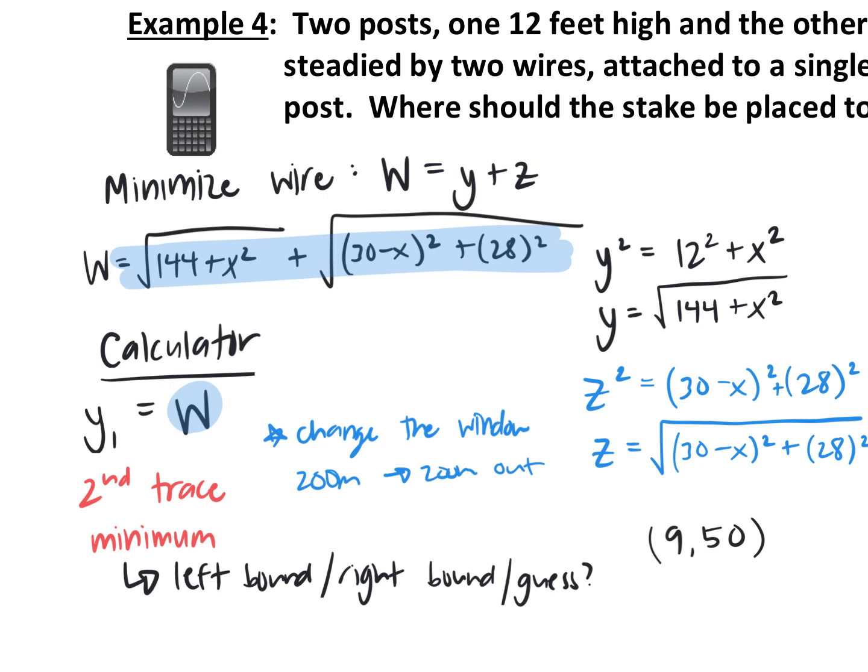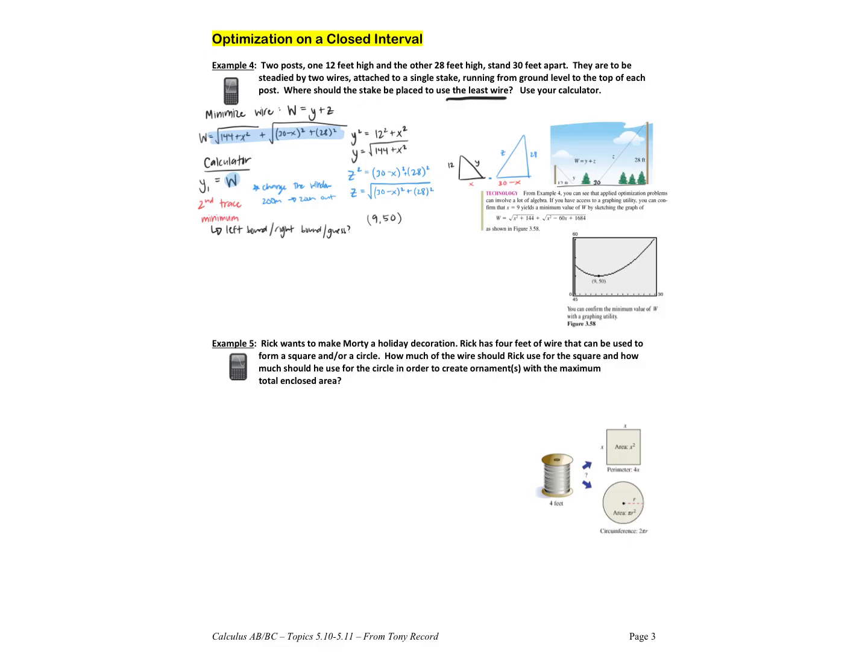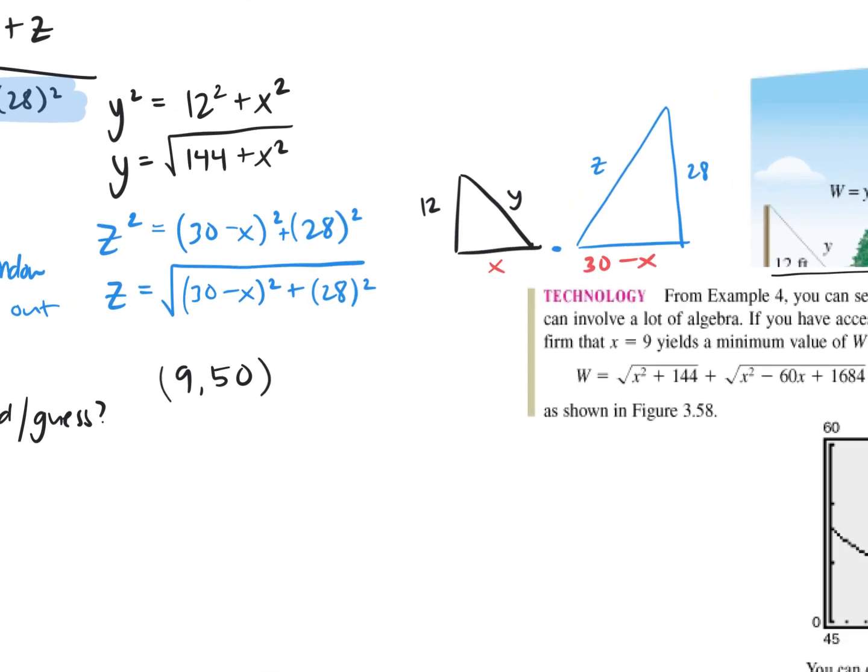Okay. So our answer is 9,50, but what does that mean in terms of the problem? Our x value is 9, our y value is 50. So that means, if we were answering the question, because the question again asked us where are we going to place the stake so that we use the least amount of wire? Well, we are going to place it 9 feet away from which pole? The 12 foot or the 28 foot? 12. The 12 foot, right?